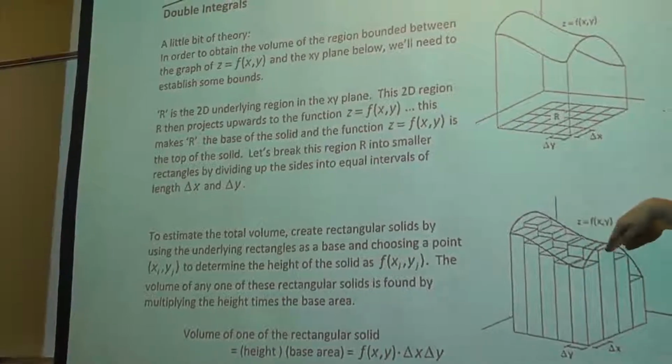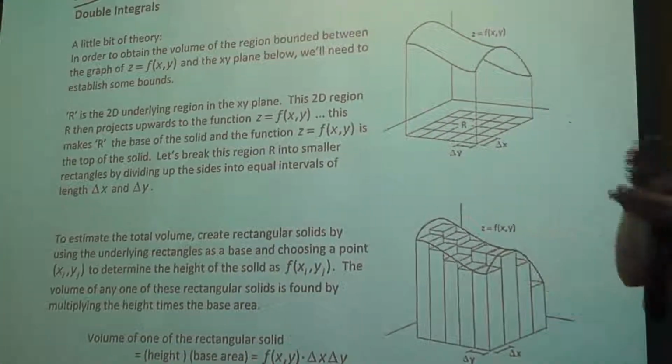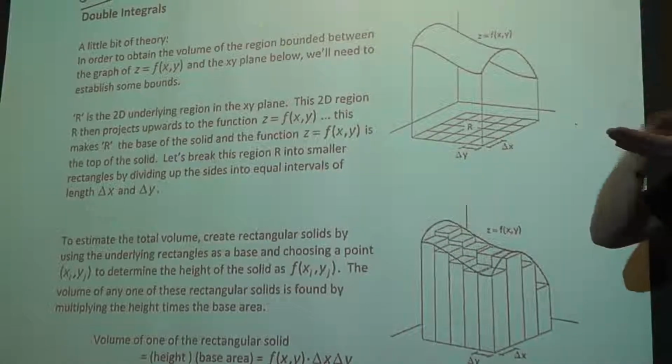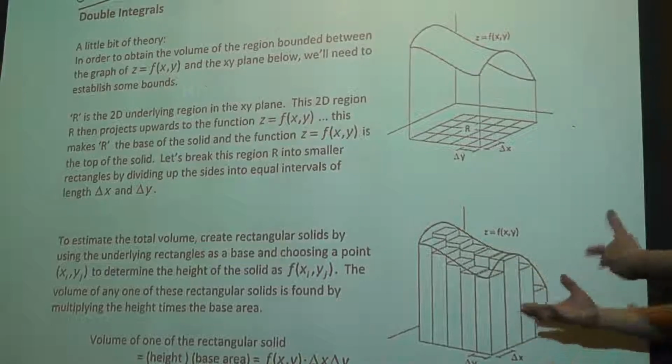And you can see it's still a rough approximation at best, because there's a lot of gappage between the top of each of these prisms that run flat and the organic surface of the function itself. So it's still, at best, an estimate.